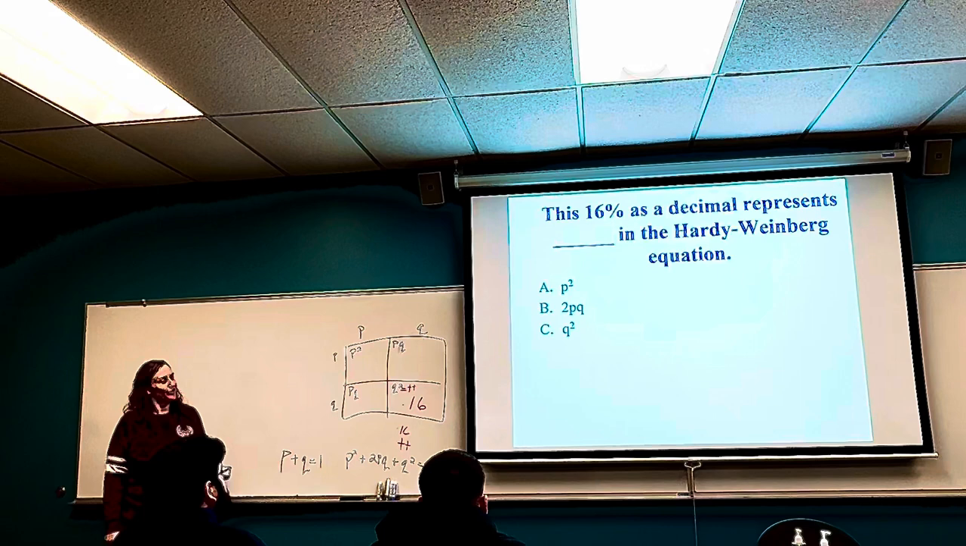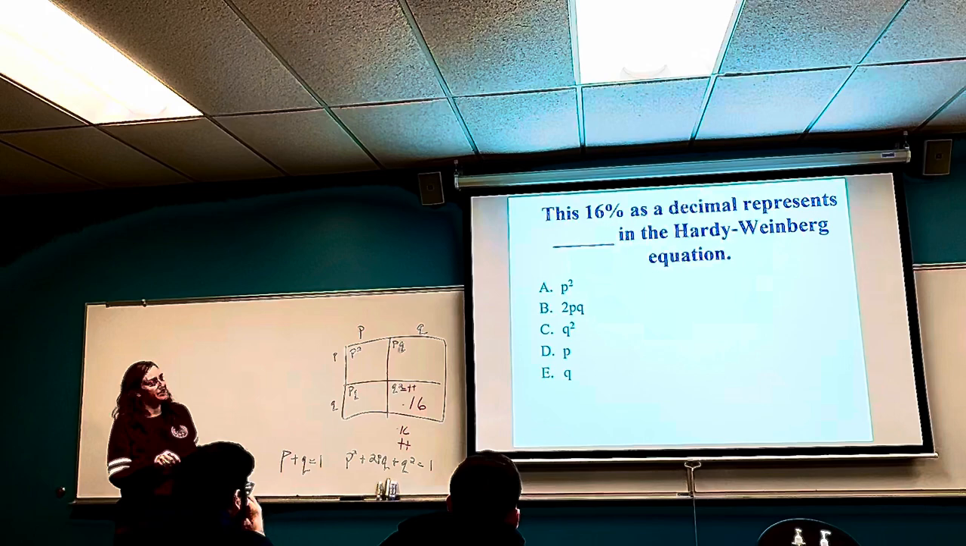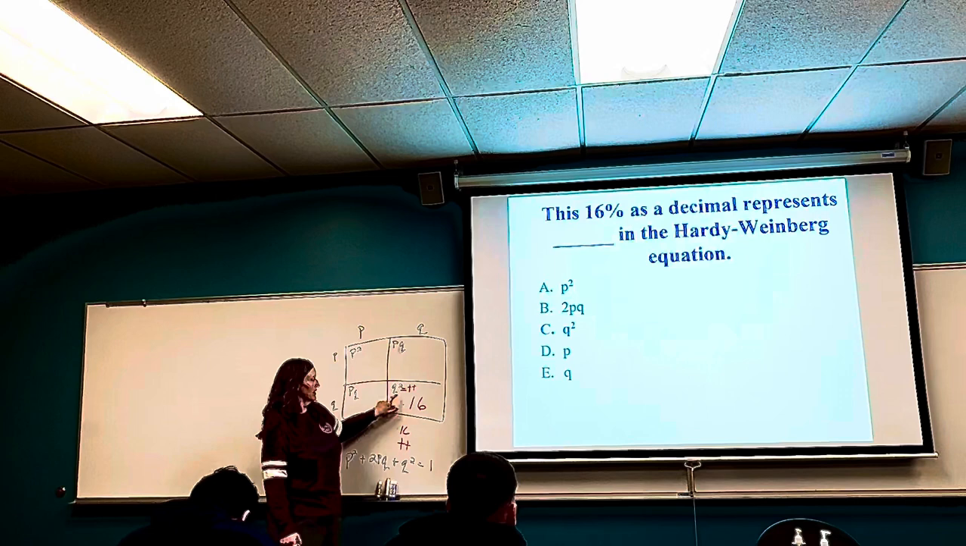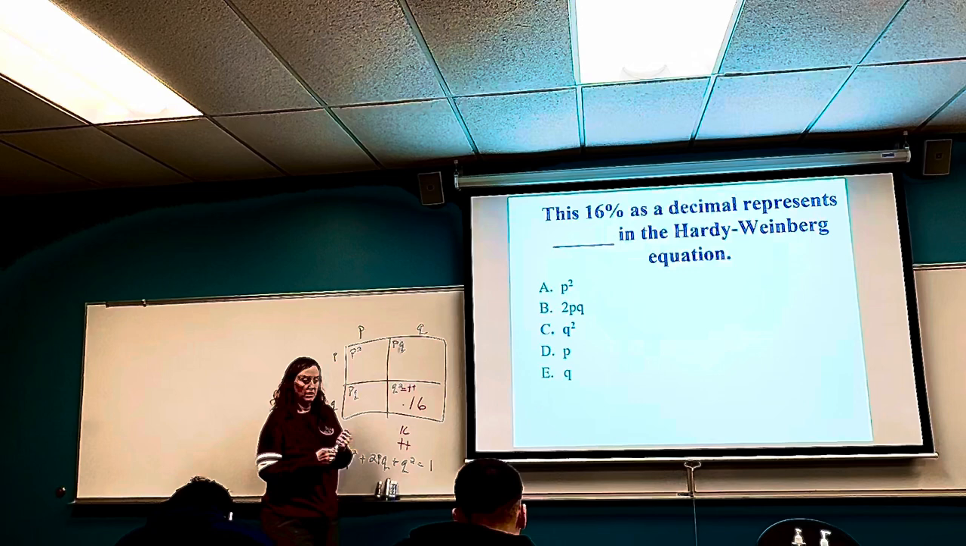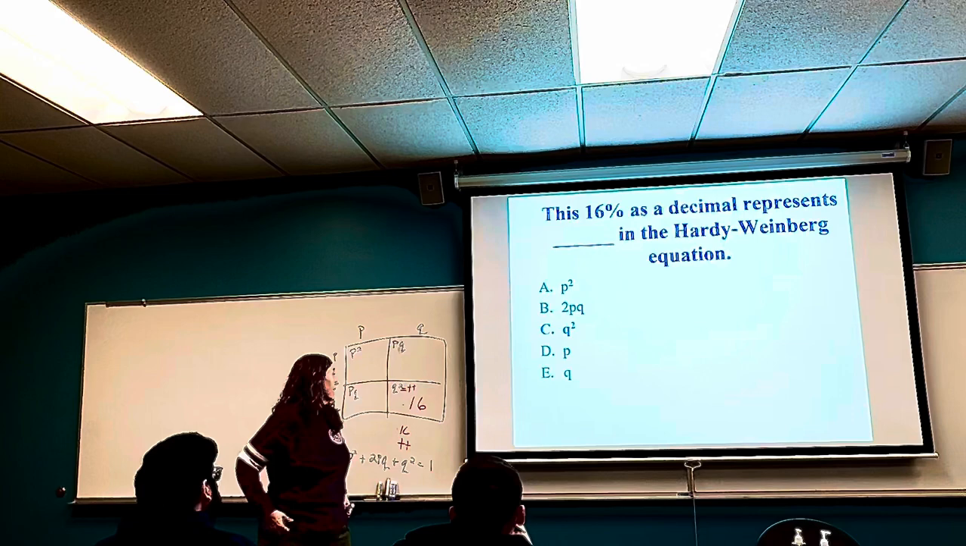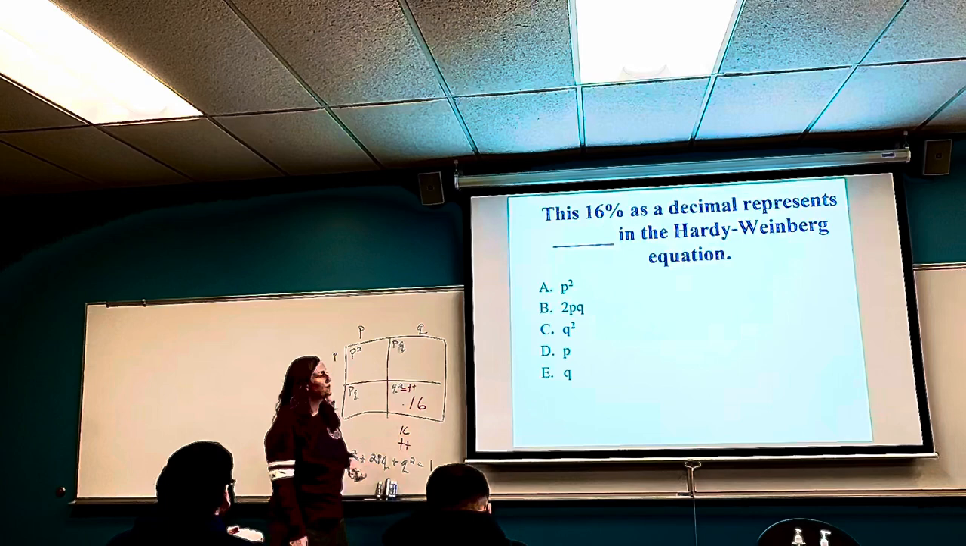All right, so 0.16 is a decimal that represents q squared, little t little t. Well, does the question say that it needs to be recessive? So we were told, when we go back, we were told that 0.16 was our little t little t originally. Okay, so now we know q squared is 0.16.